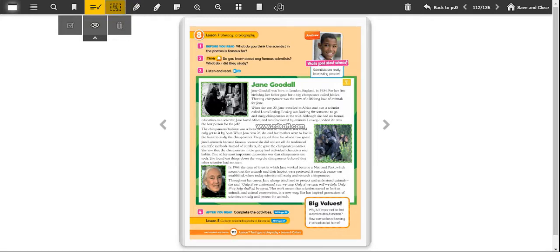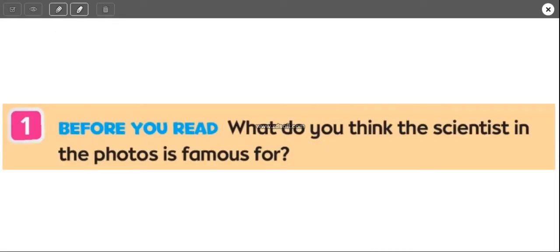Okay, the first question is, look at the picture and tell me, what do you think the scientist in the photos is famous for? Good. Famous for. Guess, boys, what is he famous for? Excellent. He is famous for looking after the animals. He is interested in chimpanzees. He is interested in forests.